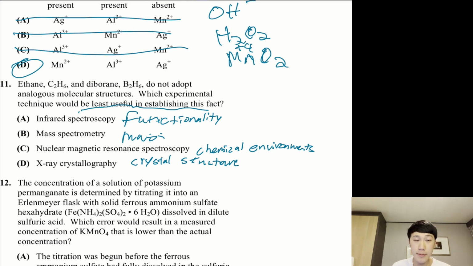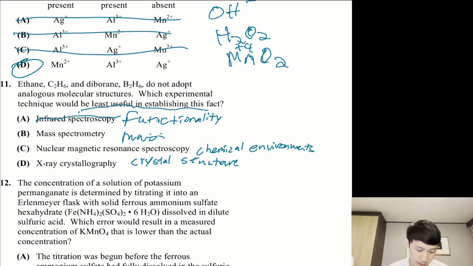So IR spectroscopy tells us the functionality. If we can imagine that we find some type of spatial arrangement of atoms that gives a characteristic IR peak, we have some information about the structure. So A is probably not correct because we have some information. Mass spectrometry tells us the molar mass of each individual molecule. We already know the individual masses of ethane and diborane, and we're not getting any new information about the structures. So clearly this is not very helpful. B is probably going to be our correct answer.